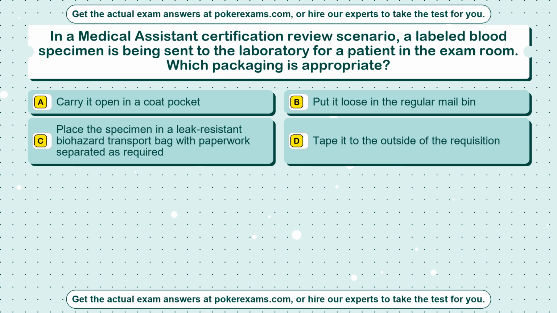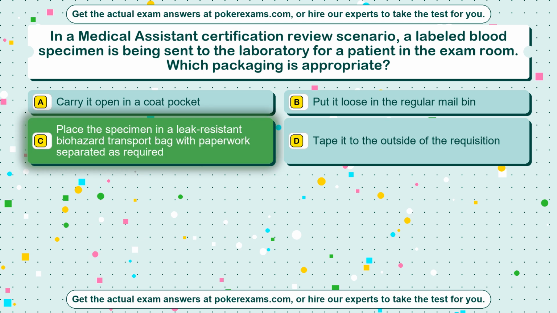Question 33. In a medical assistant certification review scenario, a labeled blood specimen is being sent to the laboratory for a patient in the exam room. Which packaging is appropriate? Option A, carry it open in a coat pocket. Option B, put it loose in the regular mail bin. Option C, place the specimen in a leak-resistant biohazard transport bag with paperwork separated as required. Option D, tape it to the outside of the requisition.